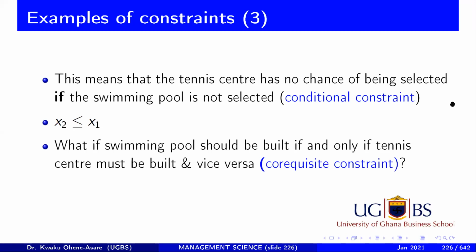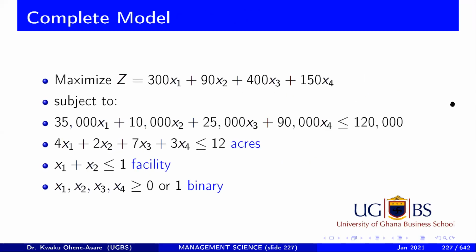Let's go to the last one, co-requisite constraint. What if swimming pool should be built if and only if tennis must be built, and vice versa? This one is easy. Okay, equality sign. So one cannot be built without the other being built. So they are the same.